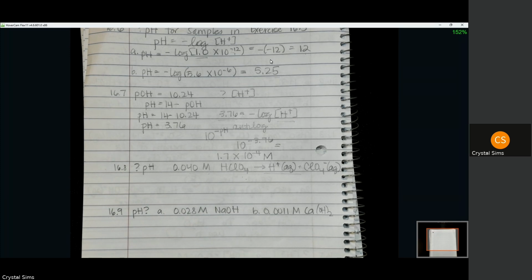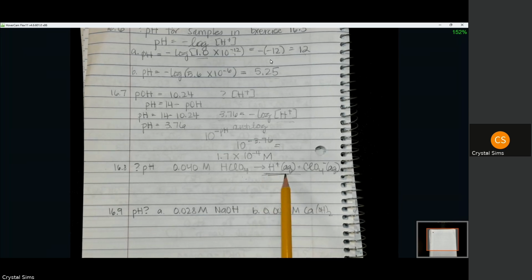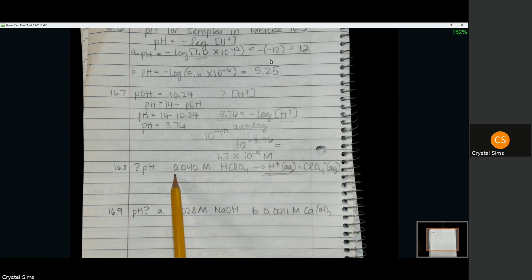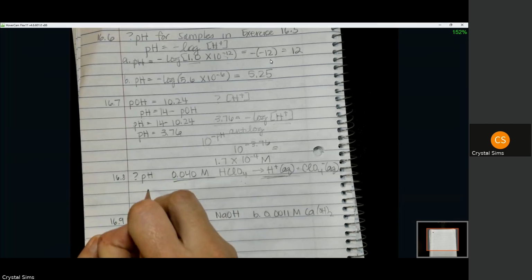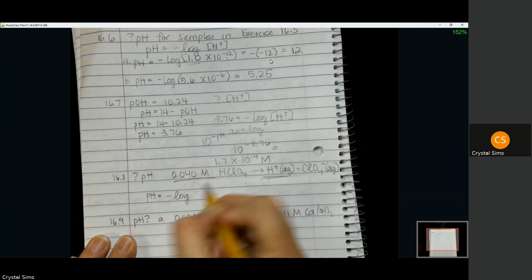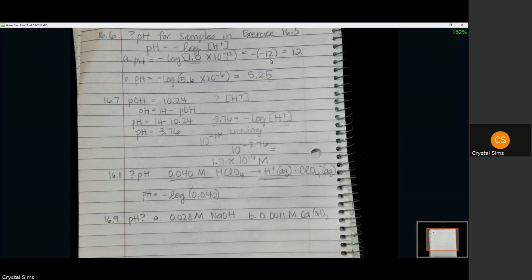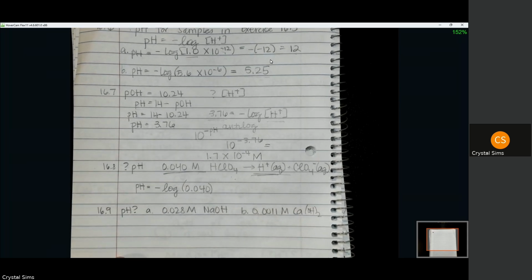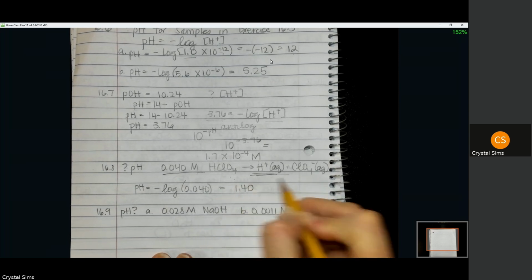then you know that it completely dissociates. So the molar concentration of hydrogen ions is equal to the molar concentration of the acid. So we just plug it into our formula. pH equals negative log of 0.40. And when we calculate that, it ends up to be 1.40.